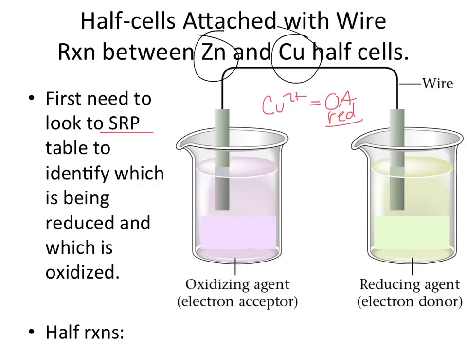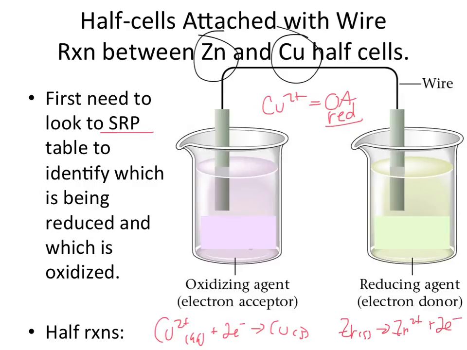Alrighty, so in this case, our oxidizing agent is right over here. So what's our half reaction going to be? Well, if Cu2 plus aqueous is going to be reduced, it means it's picking up 2 electrons and forming Cu solid. That means our reducing agent, the one that is going to be oxidized or losing electrons, is going to be our zinc. So our zinc solid is going to break down into Zn2 plus and those 2 electrons.